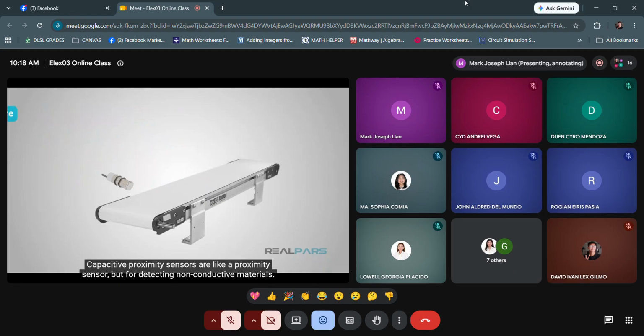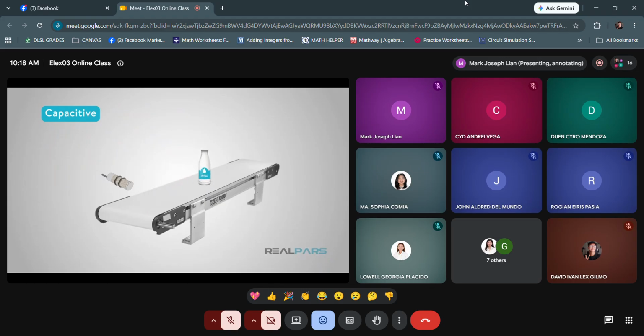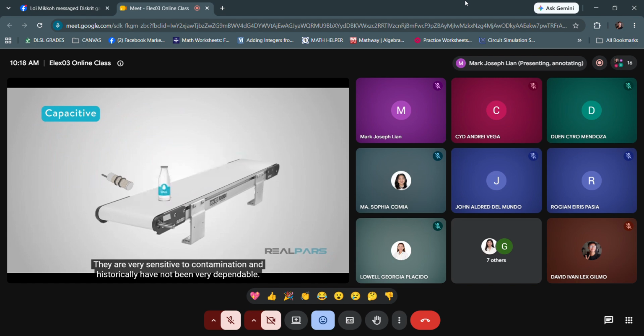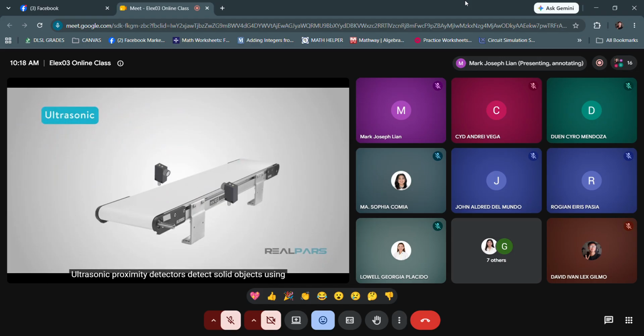Capacitive proximity sensors are like a proximity sensor, but for detecting non-conductive materials. They are very sensitive to contamination, and historically have not been very dependable. Ultrasonic proximity detectors detect solid objects using high-frequency sound, but are very susceptible to environmental conditions and dirt. We don't use them often, but they can solve sensing problems nothing else can.